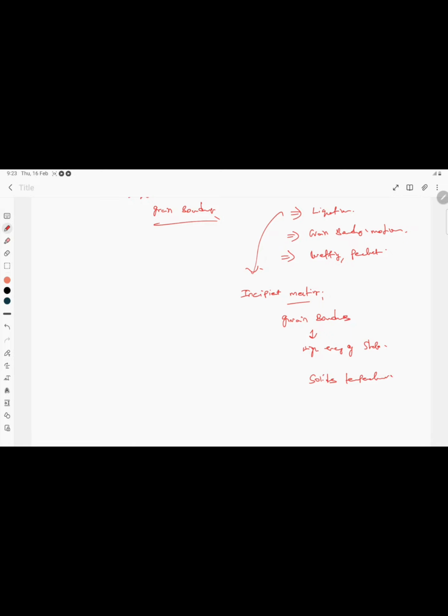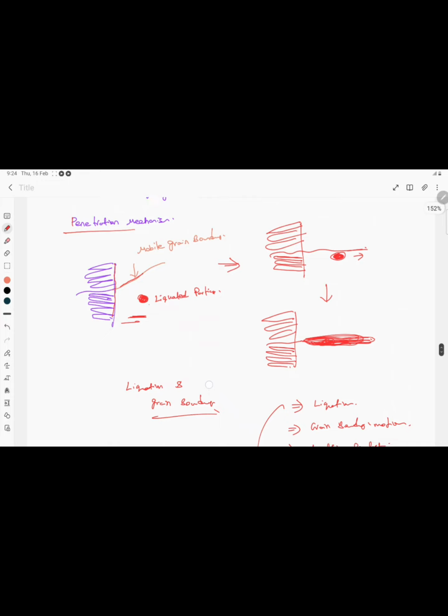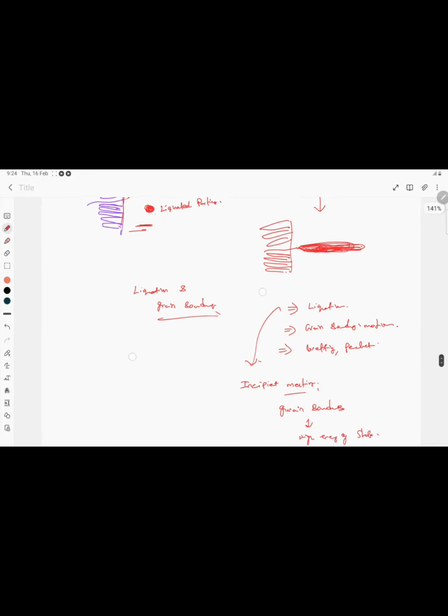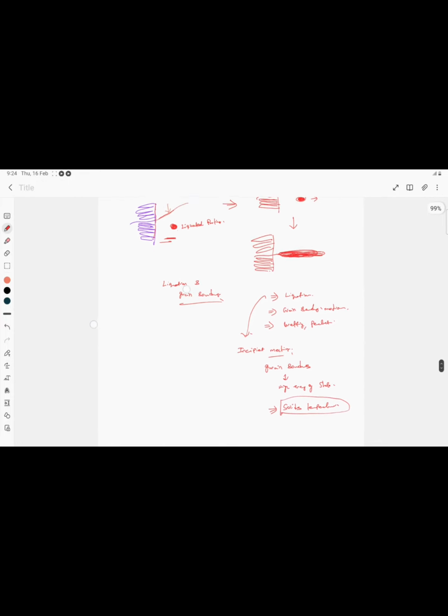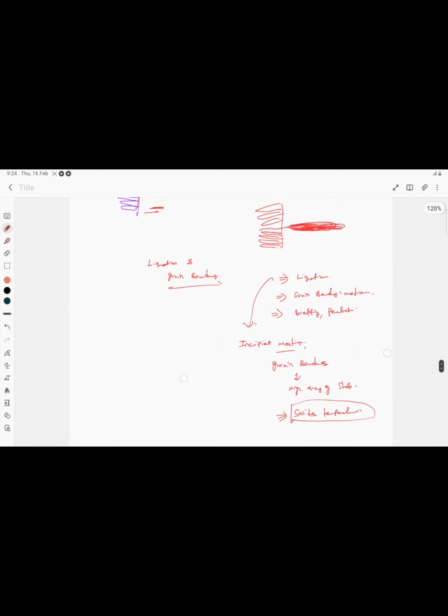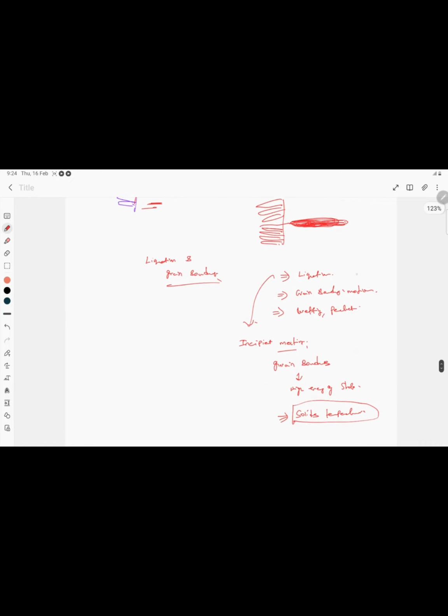Depending upon the presence of impurities, the liquation temperature may change, but generally it occurs within a few degrees of the solidus temperature of a particular material. So this is what the penetration mechanism discusses with respect to the formation of liquation cracks. Basically we have seen that it involves three steps: liquation, grain boundary motion, and wetting and penetration.